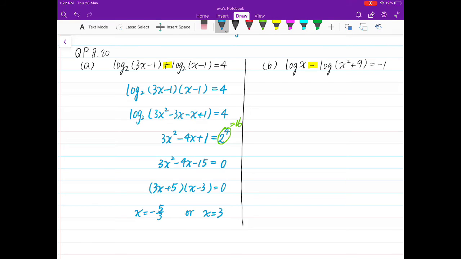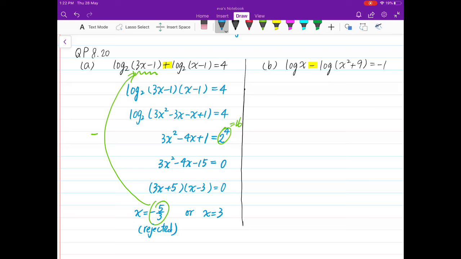So we have to check, do we have to reject this answer? So here, if we put a negative number inside, this will become a negative. So we have to reject the negative answer.